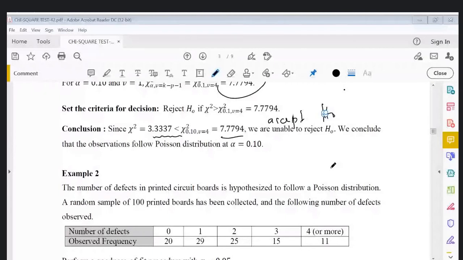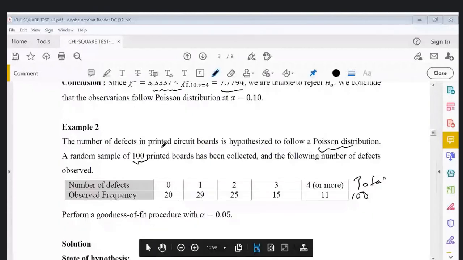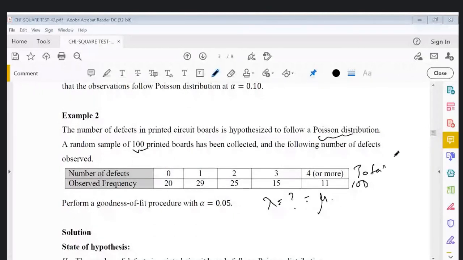We want to test whether the defects follow Poisson. If you see this example, the value of lambda is not given. It is unknown. When this value is not given, the value p is 1. You must find this value. First, you make the hypothesis. The hypothesis is that the number of defects in the printed circuit board follows a Poisson distribution. We want to know whether the data follow Poisson distribution or not.